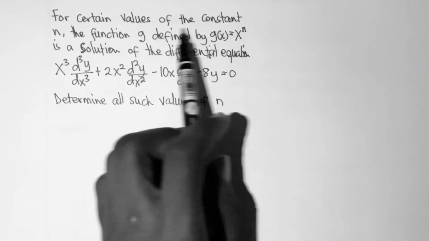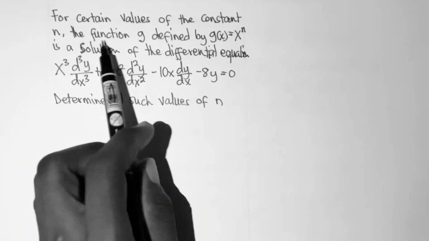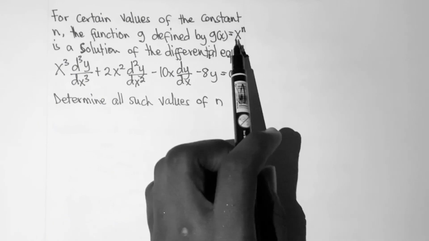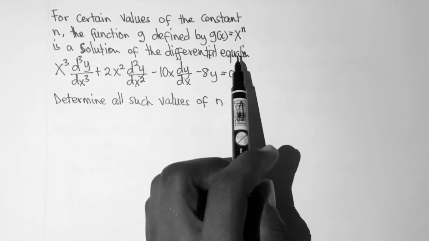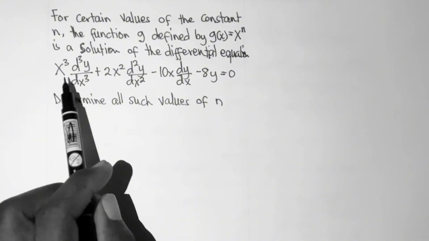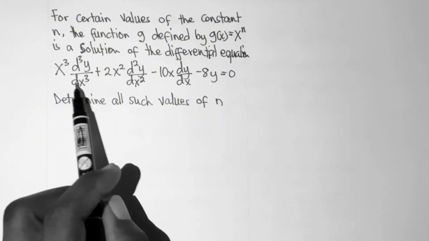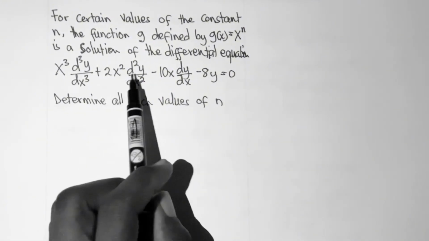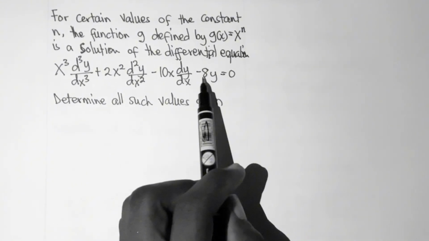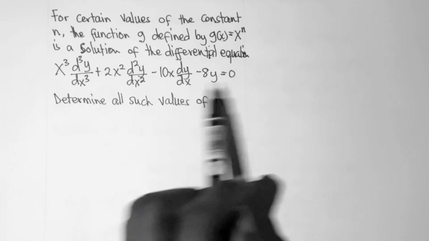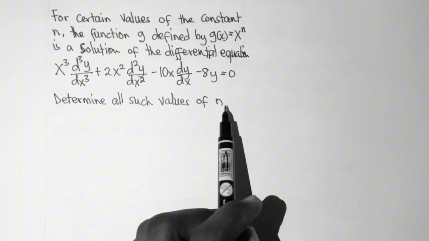For certain values of the constant n, the function g defined by g of x equals x exponent n is a solution of the differential equation x cubed d cubed y dx cubed plus 2x squared d squared y dx squared minus 10x dy dx minus 8y is equal to 0. Determine all such values of n.